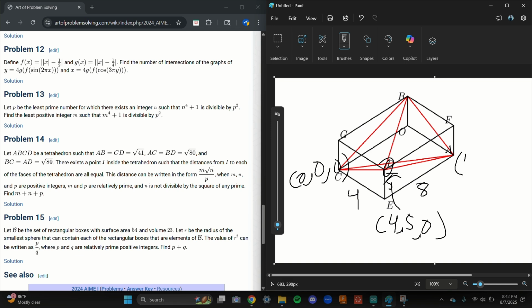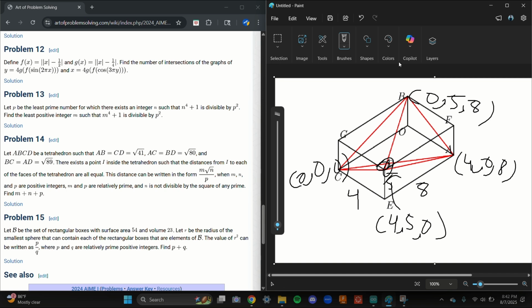A is going to be 4, comma 0, comma 8. And B is going to be 0, comma 5, comma 8. Okay, so now what we essentially want to do here is find the equation of one of the planes. And then if we can do that, then we can find the distance from one of the vertices to that plane, and that gives us the height of the tetrahedron.